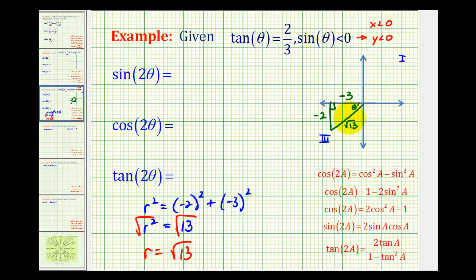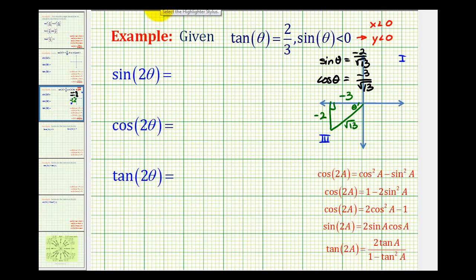And we needed this information to determine sine theta and cosine theta. So sine theta is equal to -2 over square root 13, and cosine theta is going to be equal to -3 divided by square root 13. We're not going to rationalize these unless we have to when applying the double angle identities.